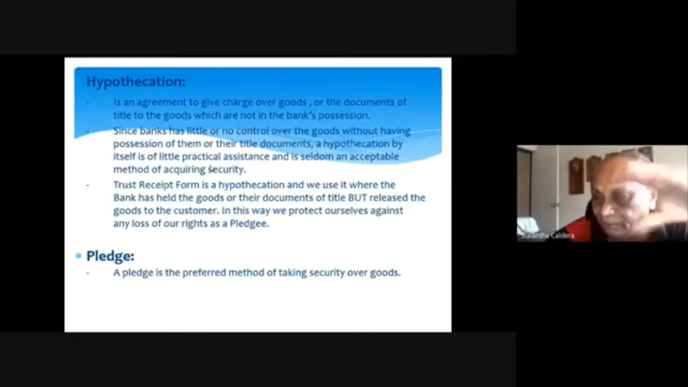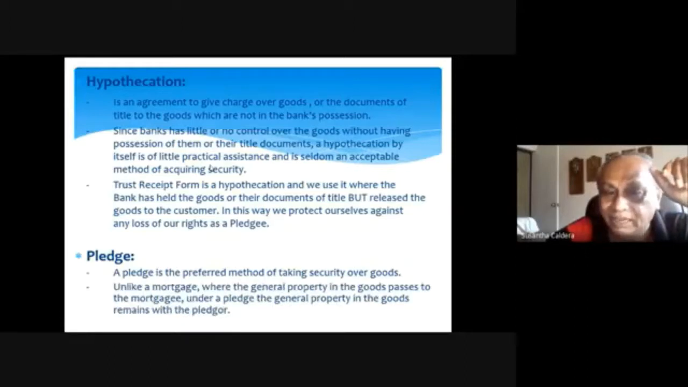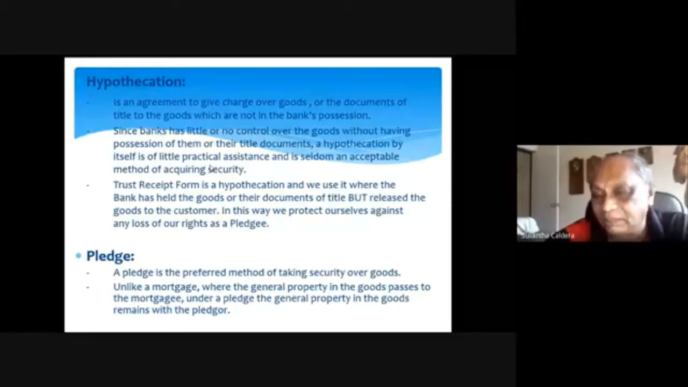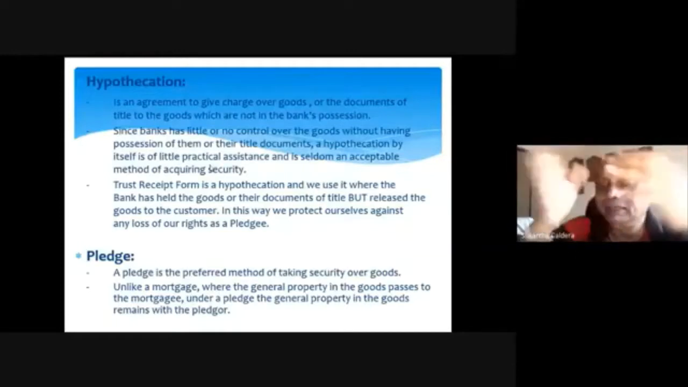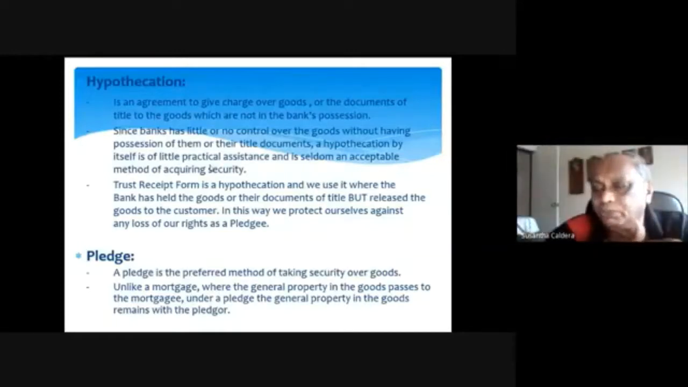The goods will be in a warehouse. Unlike mortgage or hypothecation, we put the goods in a warehouse, which can be the customer's warehouse. We put a lock on it and the customer puts a lock on it. Whenever the customer wants to release the goods, they have to come and pay the money to us. Then we will send a person to open our padlock.